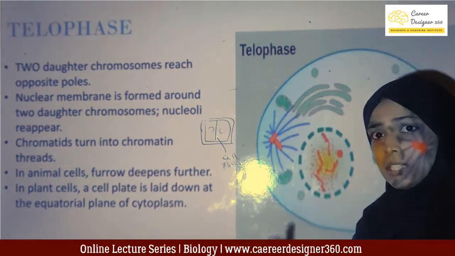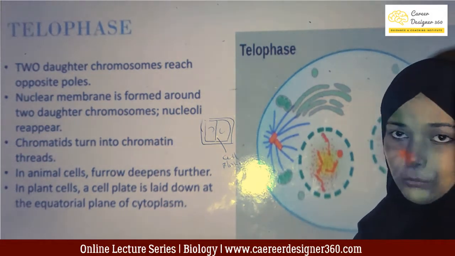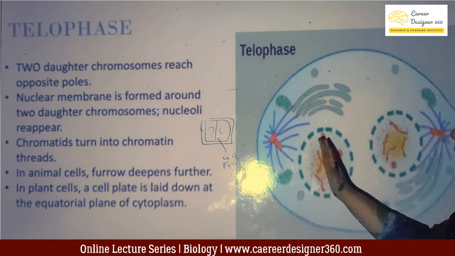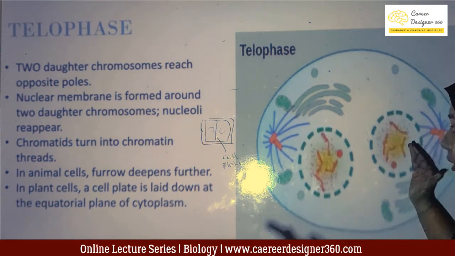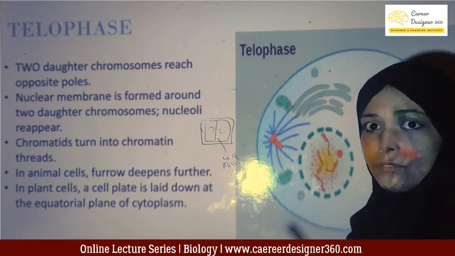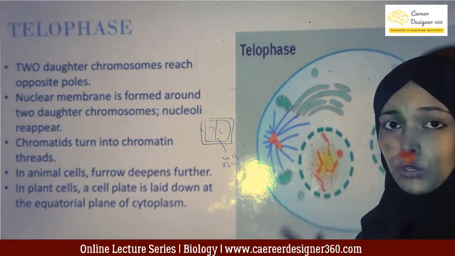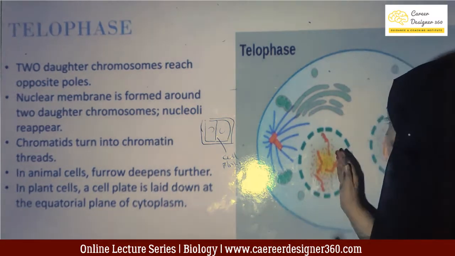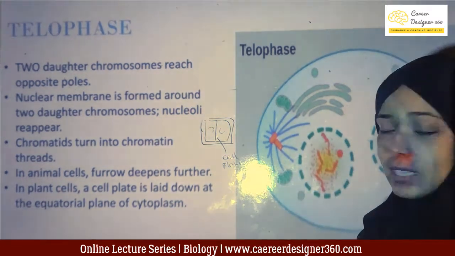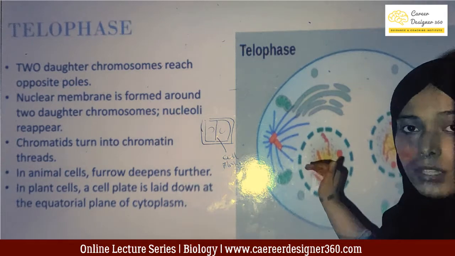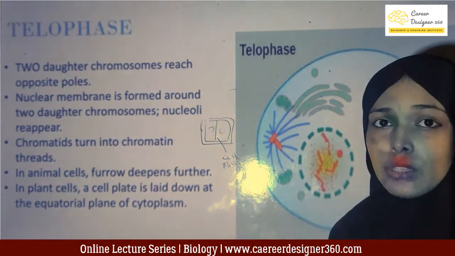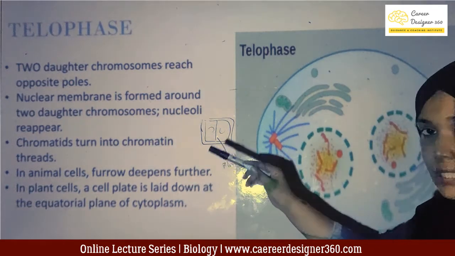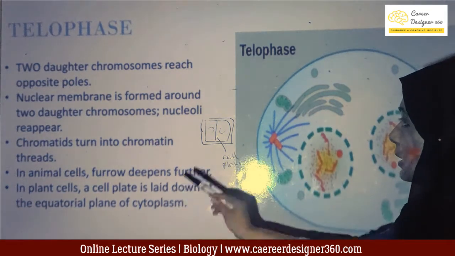So you see that it's the reverse of prophase, where the nuclear membrane reappears, the two daughter chromosomes move towards the opposite poles, and the chromosomes, which were condensed throughout the mitosis, now that the cell division has occurred, change back to their original chromatin form. Okay, and in animal cell the furrow deepens further, and in plant cells a cell plate is laid.